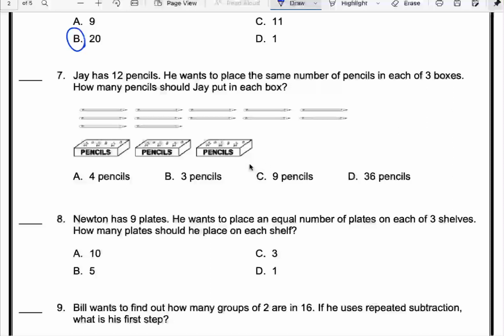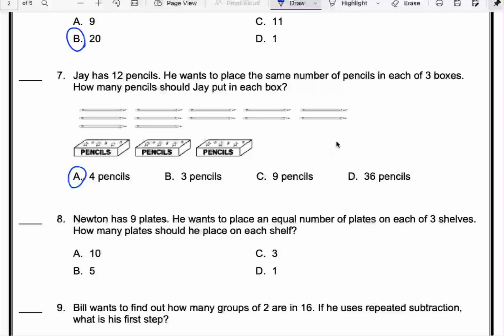4. Okay, can you explain? Because 3 multiplied by 4 equals 12. So the answer is 4 because 3 multiplied by 4 is 12. Excellent. Thank you, my hero.